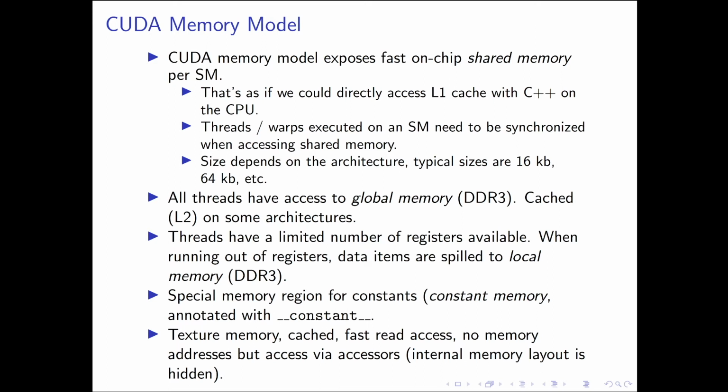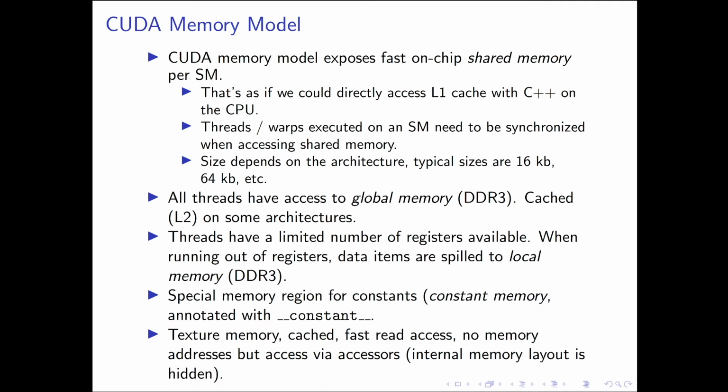Then there's so-called global memory, which essentially is just DDR memory. And the DDR memory is cached on some architectures, like there's usually an L2 cache between the DDR memory and the shading multiprocessors. It's not a necessity, there were architectures that actually weren't cached.